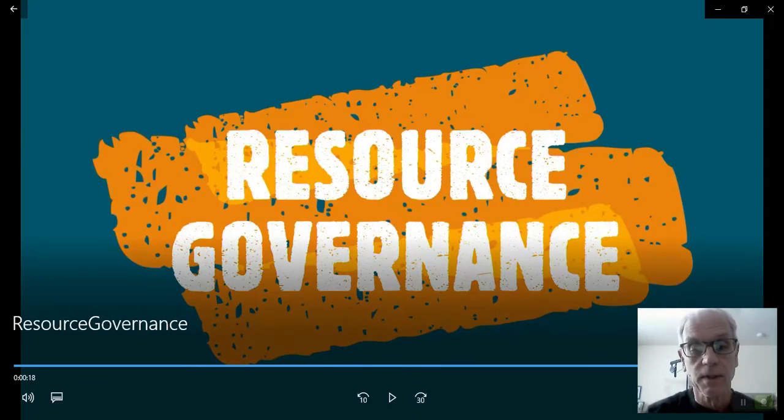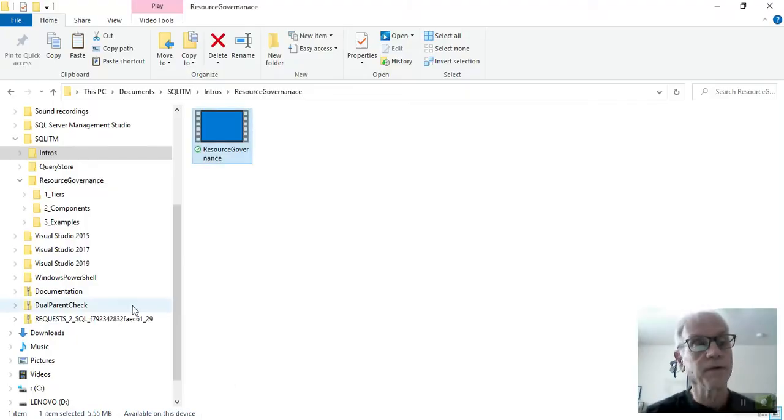Resource governance is a design pattern to allot the use of resources to the current demand. It's a pattern that's used a lot in the cloud, and it's used on-prem or anywhere else actually, where resources are allotted out to the demands at that particular time. So we broke this study down into tiers, components, and examples.